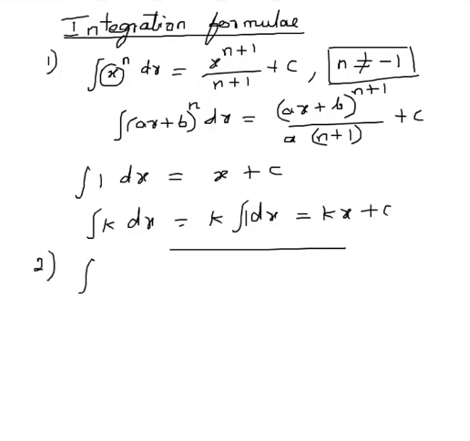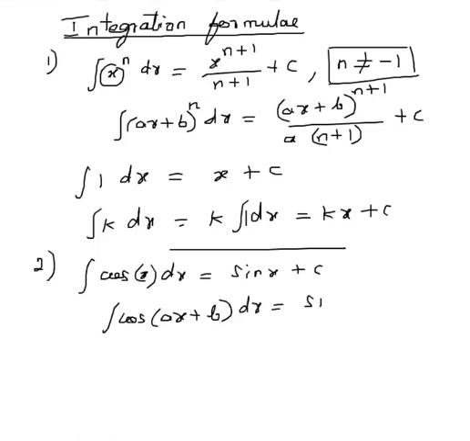Now the second formula, integral of cos x dx is equal to sin x plus c. Because differential of sin x is cos x, therefore integral of cos x is sin x. This formula is applicable if we have a linear function ax plus b in place of x. The answer will be sin of ax plus b, but don't forget to divide by the coefficient of x. That is the differentiation of this linear function, and plus c, the constant of integration.